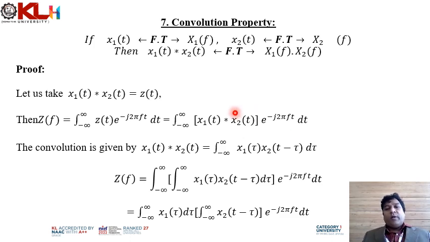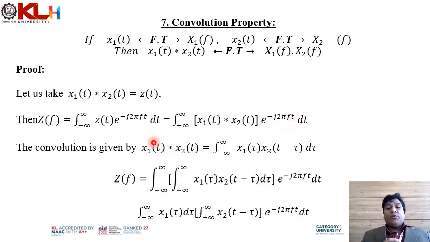Now we are going to prove another very important property, which is the convolution property. If we take the Fourier transform of the convolution of x1 of t and x2 of t, then we get the multiplication of the individual Fourier transforms, capital X1 of f with capital X2 of f. Now let us take the Fourier transform of this convolution. Therefore, we will get the integral of x1 of t convolved with x2 of t multiplied by e power minus j2 pi ft dt.